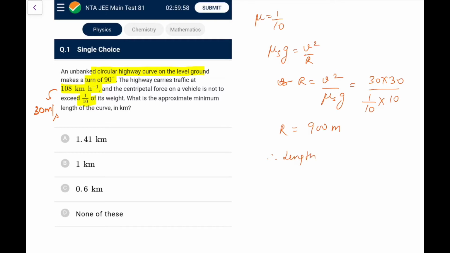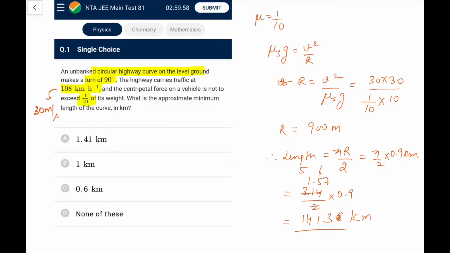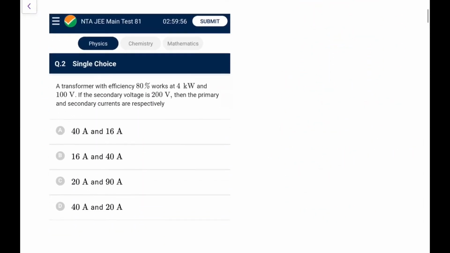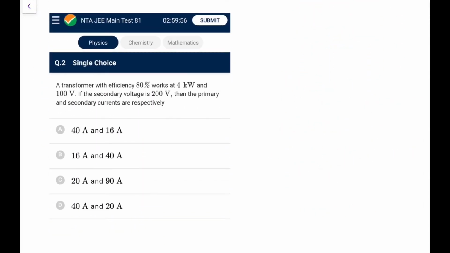Therefore, the length of the 90 degree curve would be equal to pi r by 2. That is pi by 2 into, let's say, 0.9 kilometers. So pi by 2 is 3.14 by 2, into 0.9. So what you get, this is 1.57 into 0.9. 9 sevens are 63, 9 fives are 45 and 6 is 51, 9 ones are 9 and 1 is 14. So it is 1.413 kilometers. So go. Now the second.